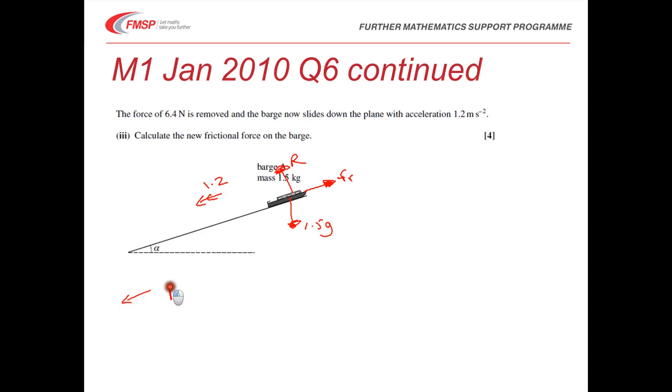And I'm going to use the equation F equals ma, Newton's second law. So I'm going to have 1.5 g sine alpha down the plane and friction acting the opposite way. They're the only two forces that have a component along the plane. So that's the resultant force. This F means resultant force. And that's equal to the mass, not the weight, the mass, 1.5 multiplied by the acceleration, which is 1.2.